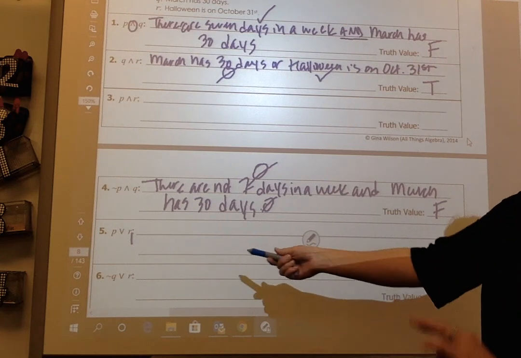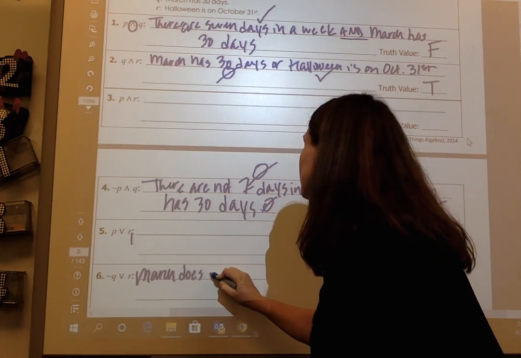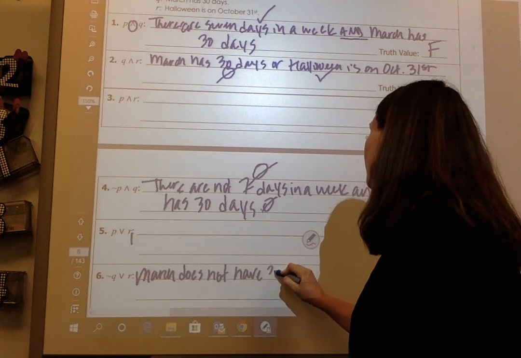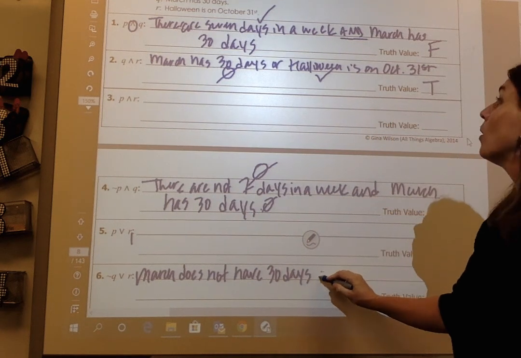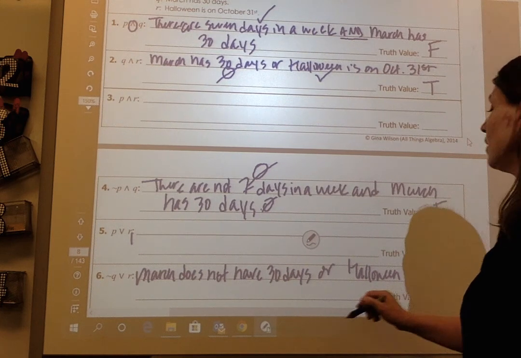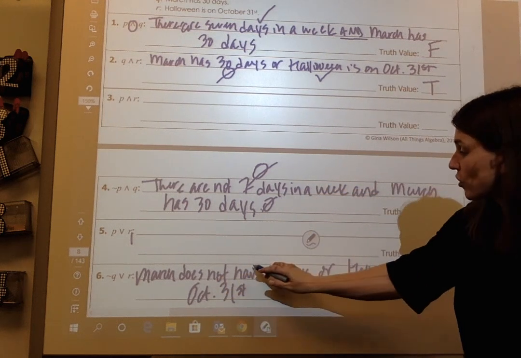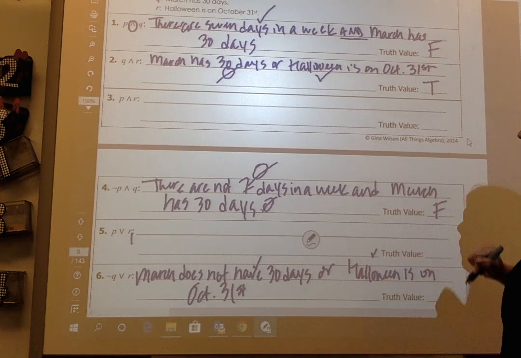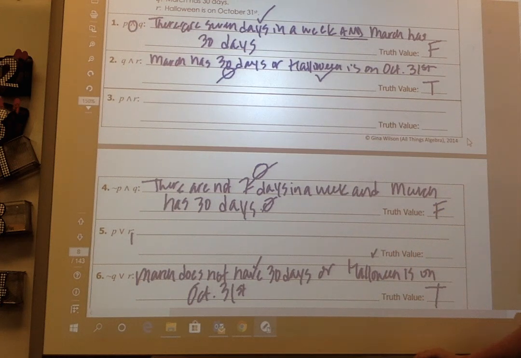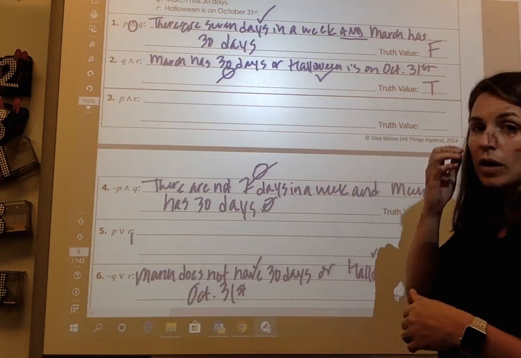Let's look at number 6 here. It would say March does not have 30 days, or Halloween is on October 31st. Both of those statements are true. March does not have 30 days, and Halloween is on October 31st, so my truth value here would be true. So that kind of gives you a glimpse of not P, not Q, and your truth values. If you have questions, let me know.